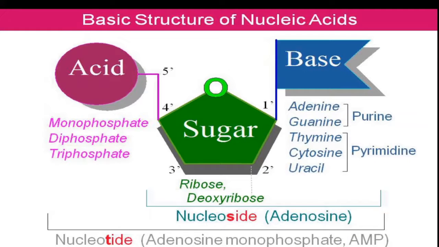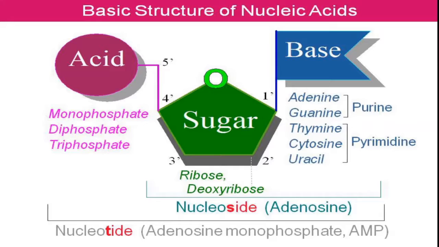And the third important component is the acid. So the acid is phosphoric acid that is present in the form of phosphate. It may be a single phosphate, or there may be two phosphate molecules esterified to each other, or there might be three phosphates esterified to each other. The nucleotide devoid of this acid component is called a nucleoside.